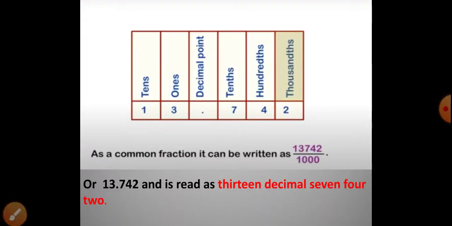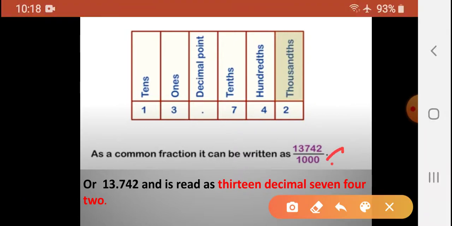Now take one example. We can see that there are some digits on the left side of the decimal point and some on the right side. Every digit is at a certain place. As a common fraction, it can be written as 13,742/1000, or in decimals it can be written as 13.742 and is read as 13.742.